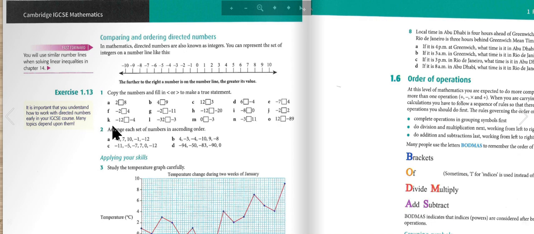Arrange each set of numbers in ascending order. So if you don't know what ascending means, ascending is just from smallest to largest. Now, think of the answers.